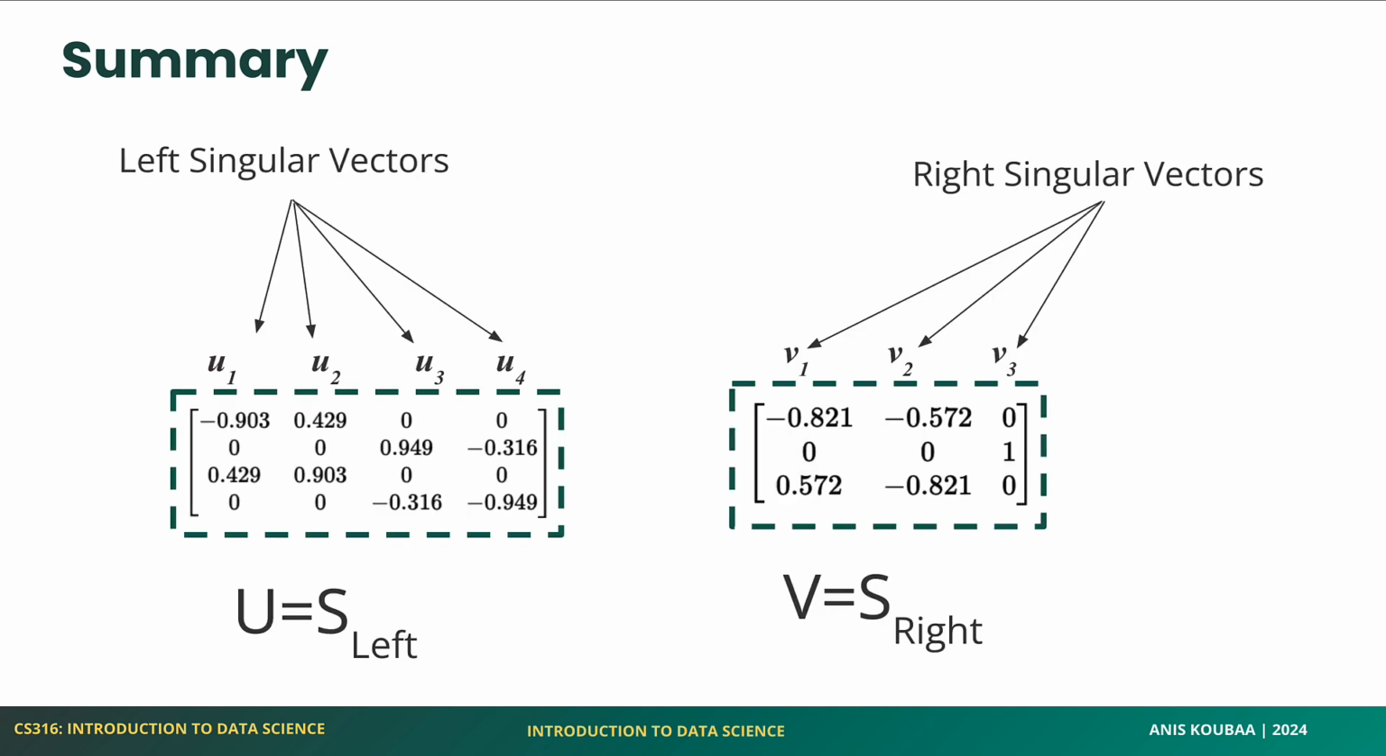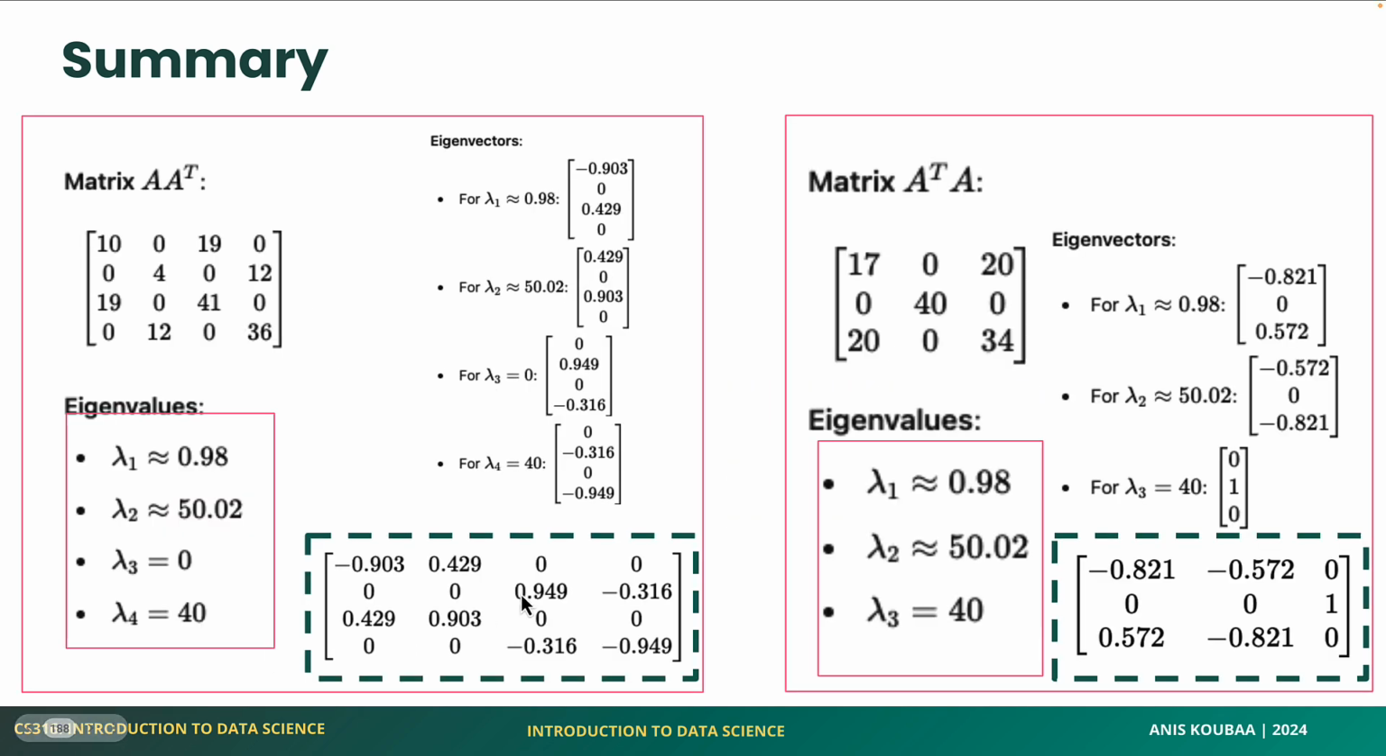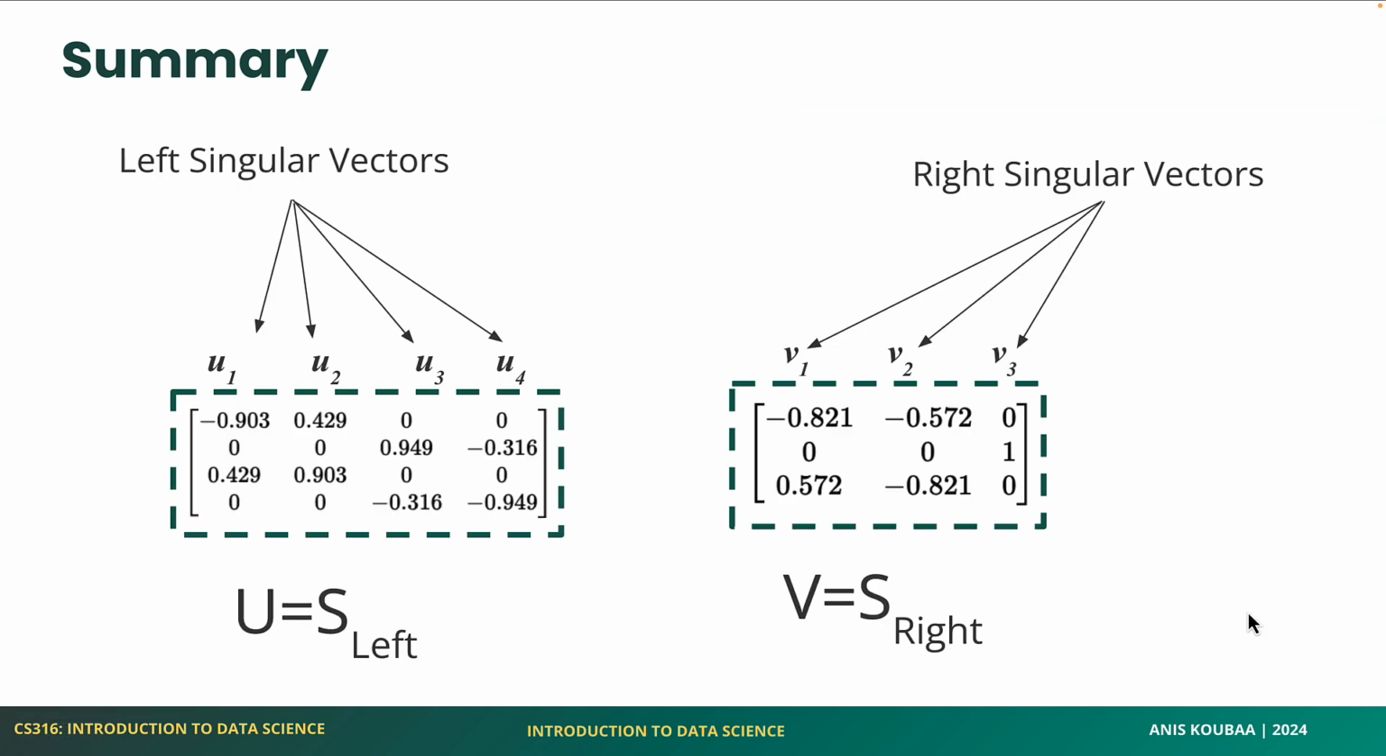Now let's introduce the concept of singular vectors. These matrices that we have calculated here contain eigenvectors, and these eigenvectors we call singular vectors of matrix A. They are not eigenvectors of matrix A, but they are considered as singular vectors of the matrix A. And this is why we talk about singular value decomposition.